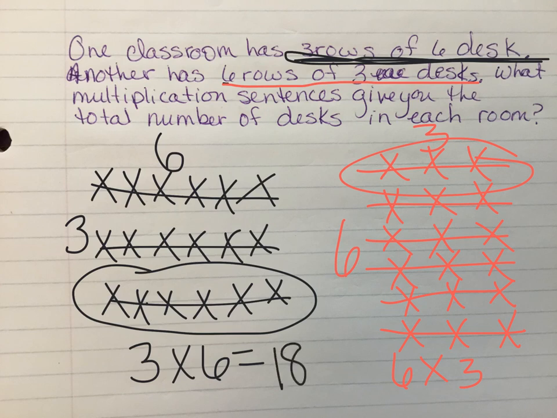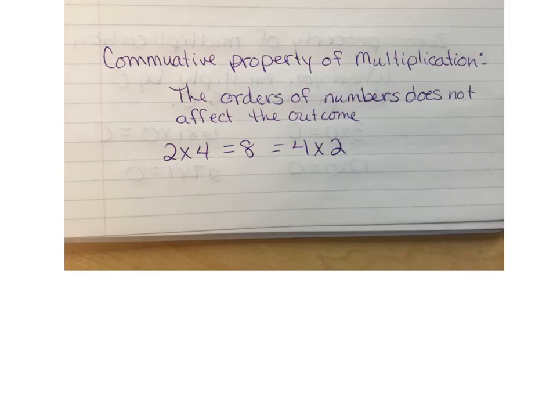And then over here, in the red one, even though they're in 6 groups of 3, we have 1, 2, 3, up to 18. They're in 2 different arrays. The black one is in 3 groups of 6, and the red one is in 6 groups of 3, but they're going to equal the same amount. This is true of all multiplication. This is because of the commutative property of multiplication. The commutative property of multiplication says that the order of the numbers does not affect the outcome or the product.